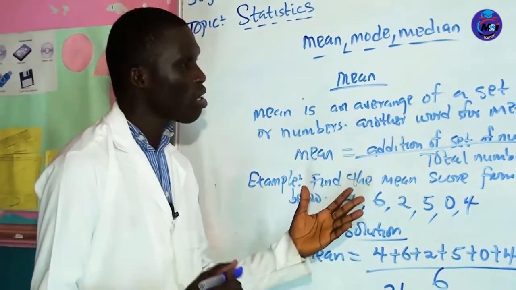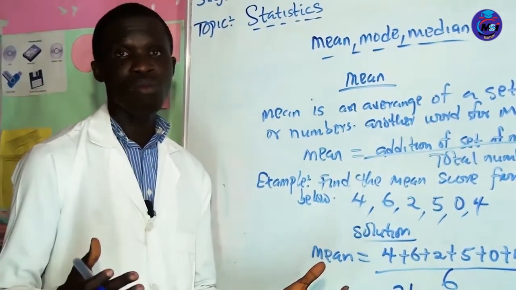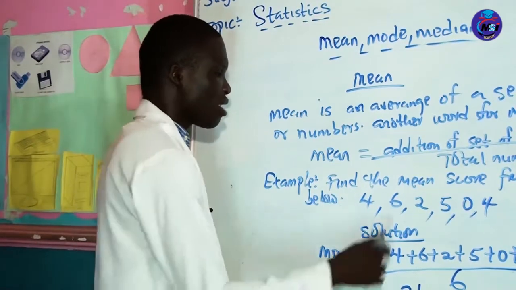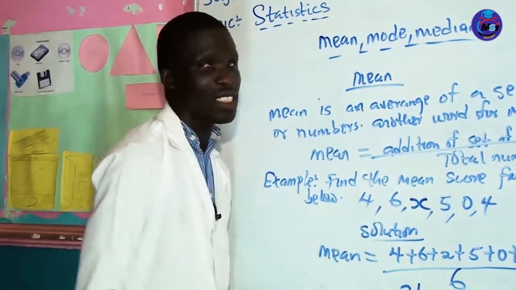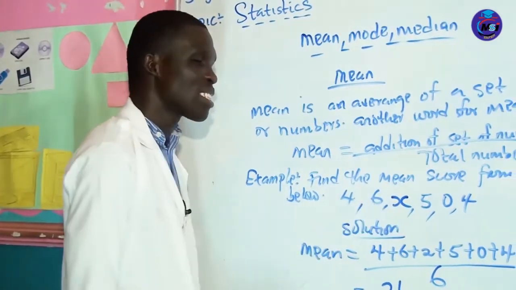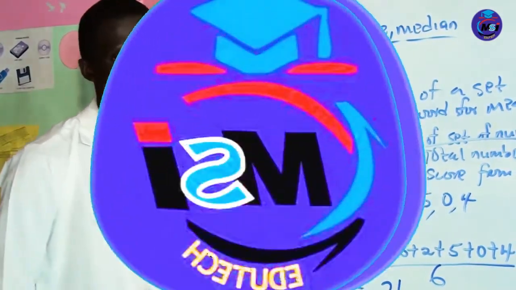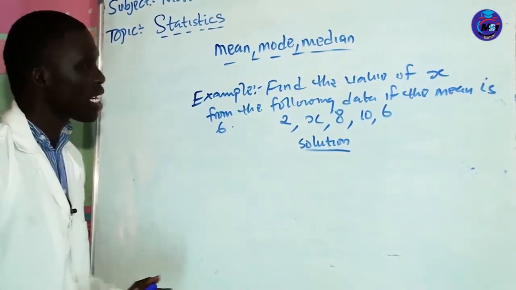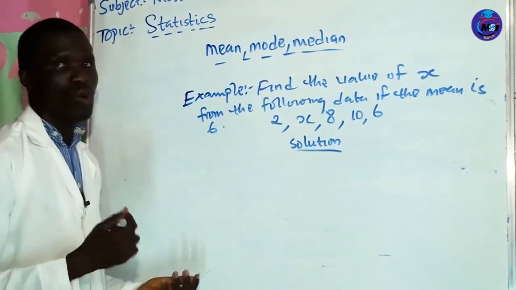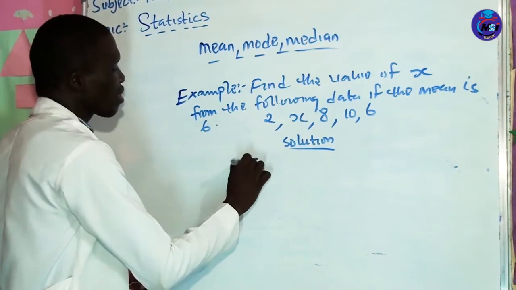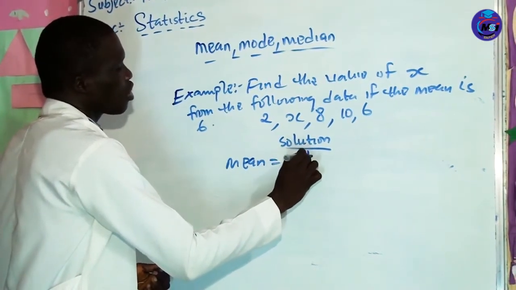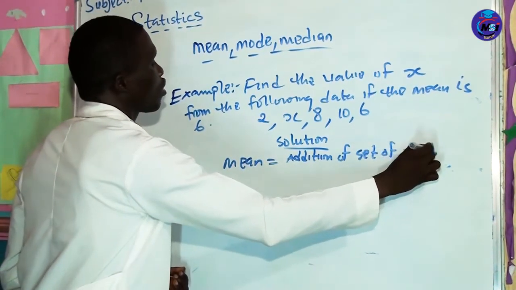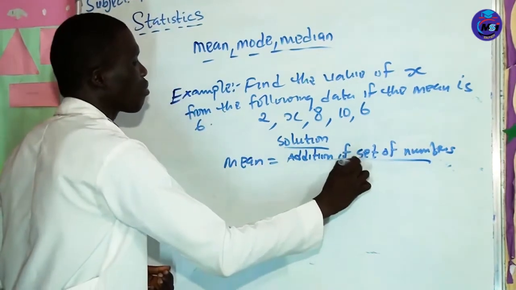In case you come across difficult examples or difficult questions whereby a question is given to you and one value is not known, X. Just imagine someone gives you a question like this. How can you solve it? So let me give you an example on that. Okay, now this is the question that I'm talking about. Find the value of X from the following data if the mean is 6. Now, what are we going to do? Remember that mean is the addition of a set of numbers divided by the total number. Okay?